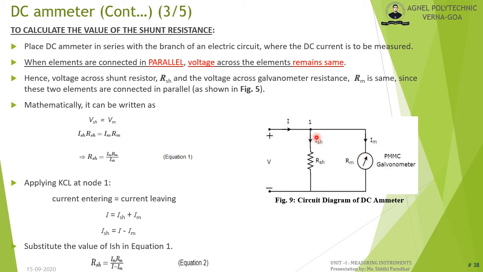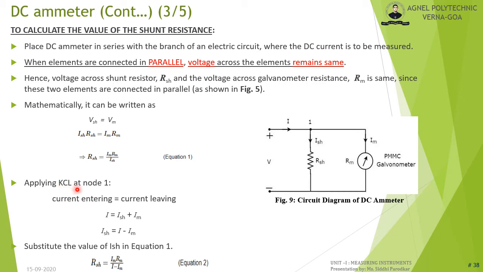VSH, that is voltage drop across the shunt resistance, can be written as ISH into RSH, and Vm, that is drop across the PMMC galvanometer, can be written as Im into Rm. Rearrange this equation to get the expression for RSH. Thus, RSH will be equal to Im into Rm divided by ISH. Write this equation as equation number 1.